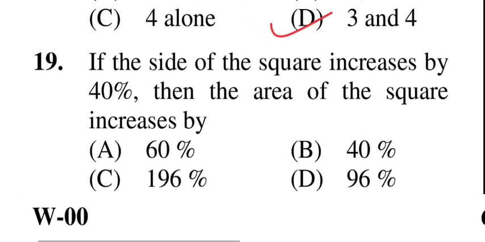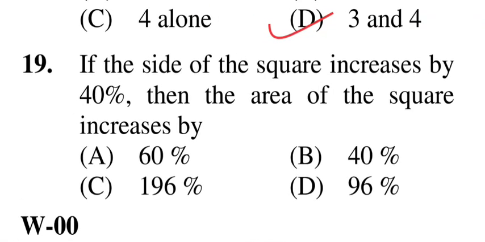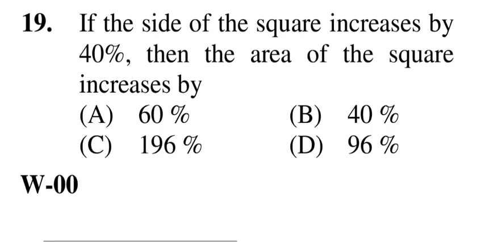Then we have a mathematical sum. If the side of the square increases by 40%, then the area of the square increases by what? 60%, 40%, 196%, 96%. You have to do this with pen and paper, otherwise it will be difficult in your head. But if you are sharp in mathematics, this will be quite easy. The correct answer of 19 will be D, that means 96%.